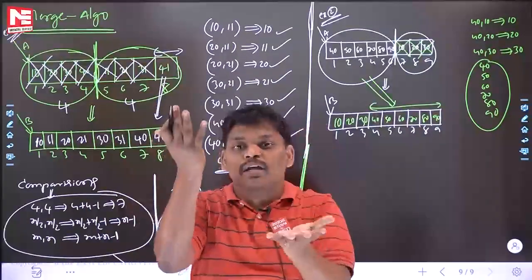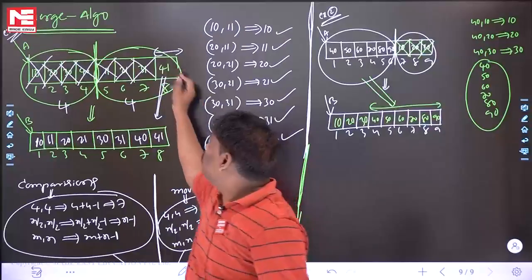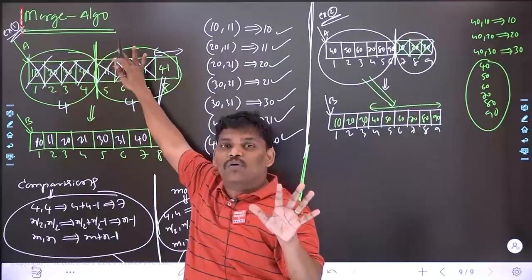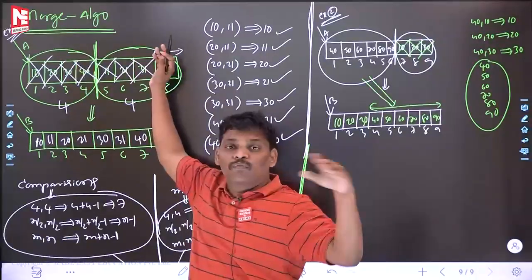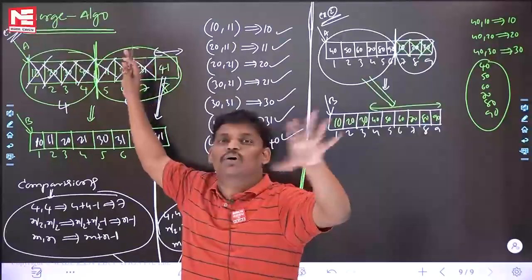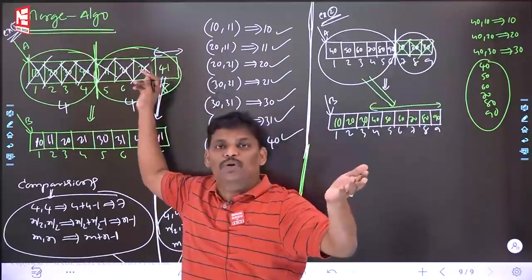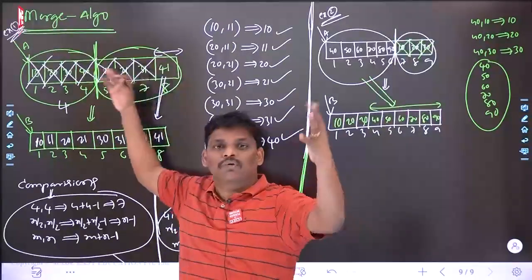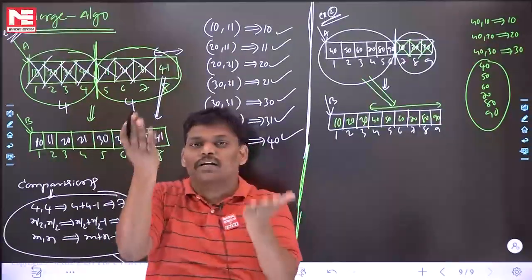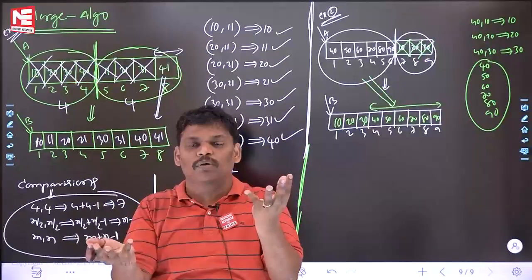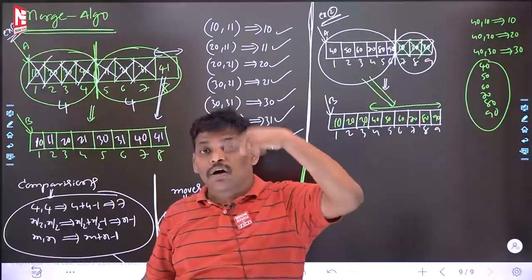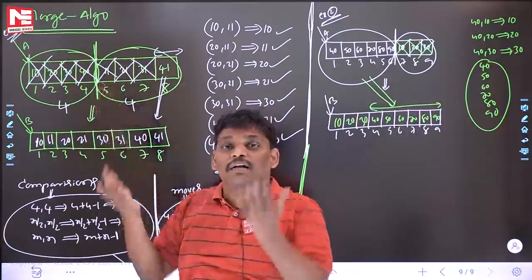Whenever elements come alternatively, one group becomes empty only after a long time. If one group is over, you stop the algorithm. Whenever one group is completed, comparisons are stopped. When comparisons are stopped, what will you do? Whatever elements are left out, you copy. So in this first example, because elements are coming alternatively from different groups, one group becomes empty only after a long time.